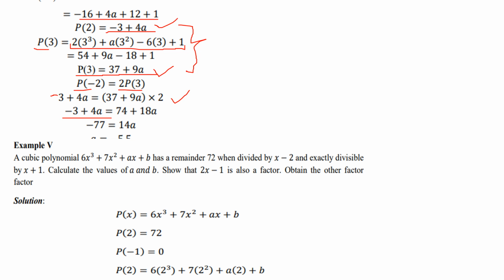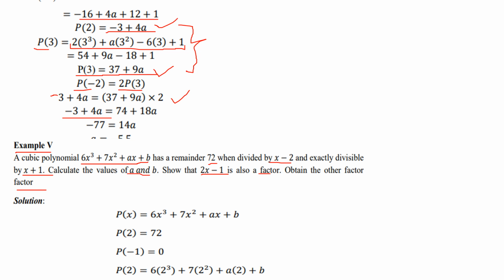So in proceeding, we're having example 5. Now example 5 is saying that a cubic polynomial given by 6x cubed plus 7x squared plus ax plus b has a remainder of 72 when it has been divided by x minus 2 and it's also exactly divisible by x plus 1. Now when they say that it's exactly divisible by x plus 1, that means that the remainder is 0. Now calculate the values of a and b and also show that 2x minus 1 is a factor. Obtain the other factors of the polynomial.